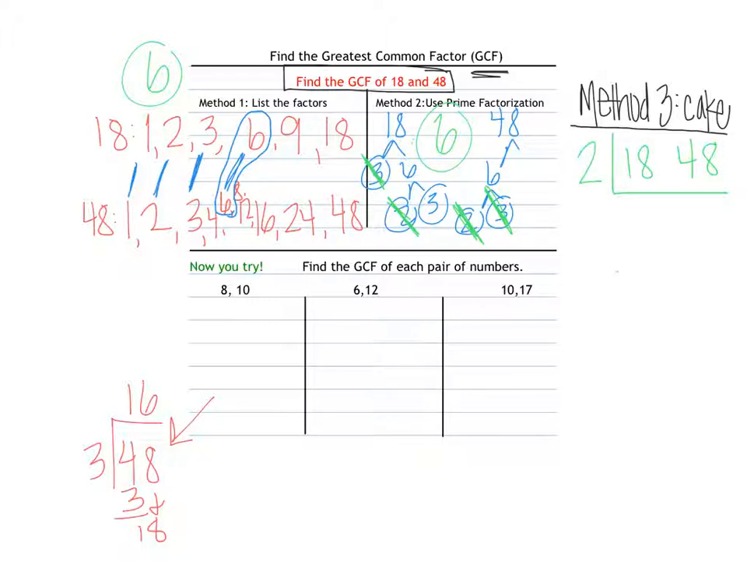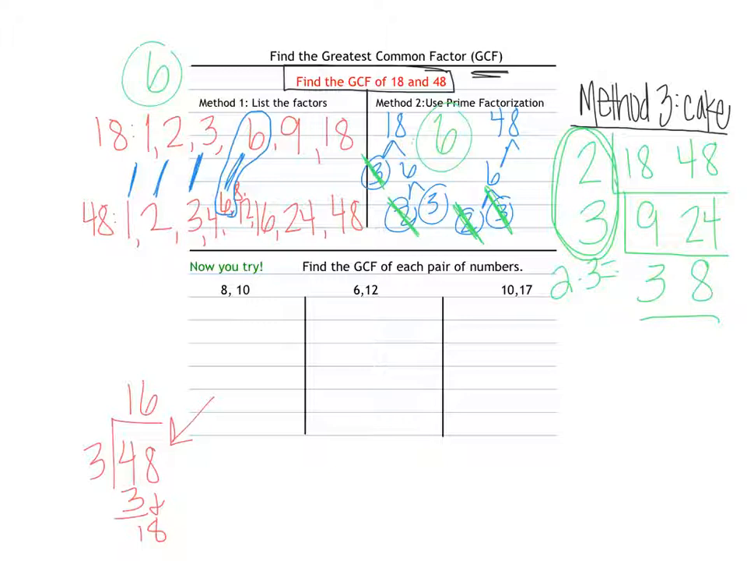So 18 divided by 2 is 9. 48 divided by 2 is 24. And then I have to think of another number that they can both be divided by, which they can both be divided by 3. 9 divided by 3 is 3. 24 divided by 3 is 8. And then I look, is there a number that both 3 and 8 can be divided by? Nope, they're done. So then my GCF, I look here at the numbers I multiplied or divided by. 2 times 3, and I get 6.